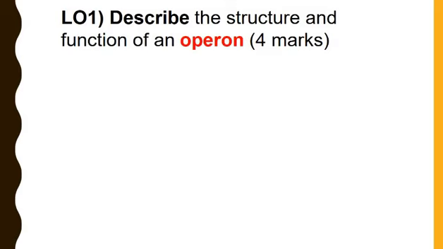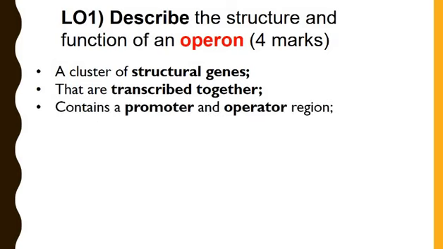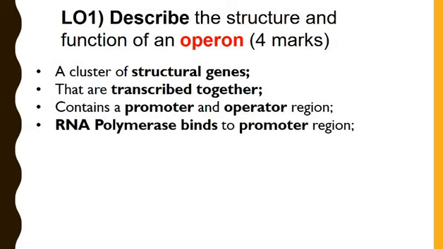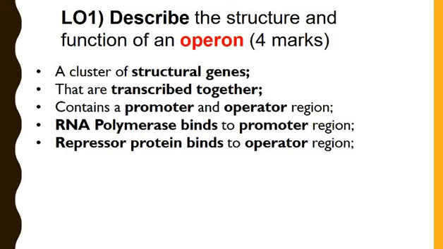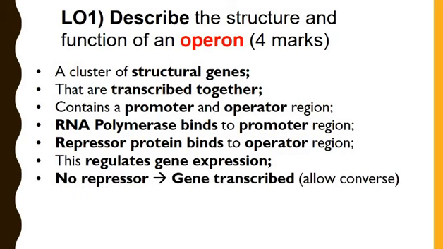Okay, and the answer is, an operon is a cluster of structural genes. Those genes are transcribed together. An operon contains a promoter and an operator region. You need both of these to get this mark. RNA polymerase binds to the promoter region. A repressor protein binds to the operator region. This regulates gene expression. And then you can give an example. If there is no repressor protein, then the gene is transcribed. If there is a repressor protein, then the gene will not be transcribed. Both of these are fine, but only one gets you a mark.